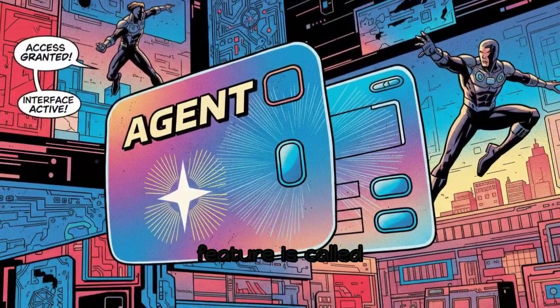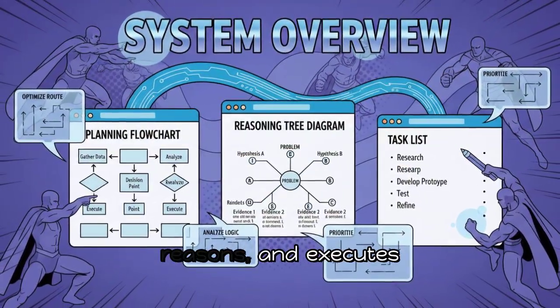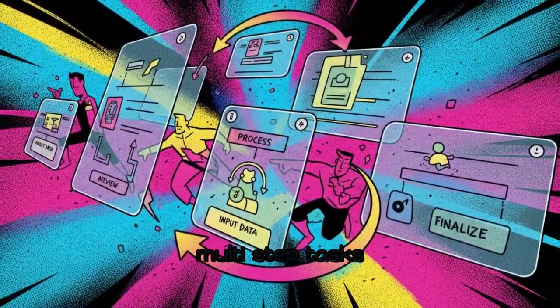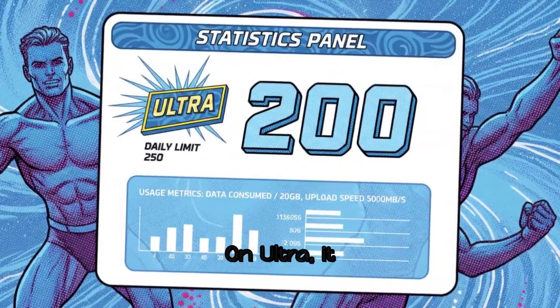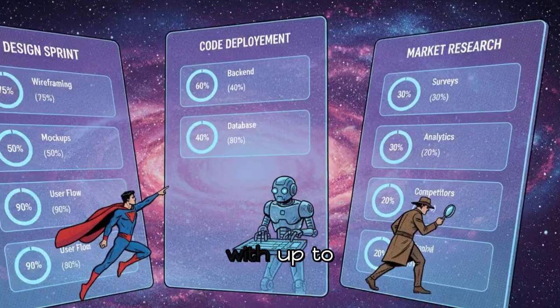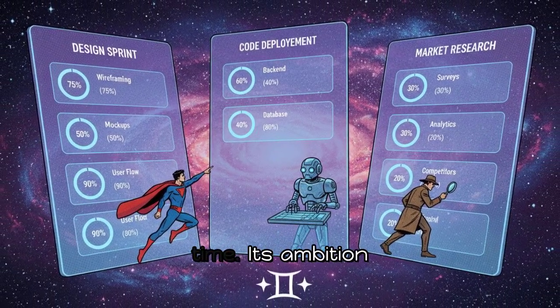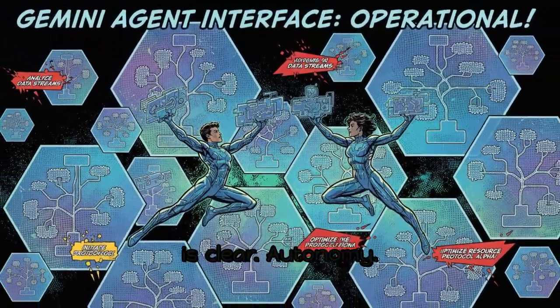Another Ultra feature is called Agent. It plans, reasons, and executes multi-step tasks on its own using tools such as web browsing. On Ultra, it accepts 200 requests per day with up to 3 tasks running at the same time. Its ambition is clear: autonomy.